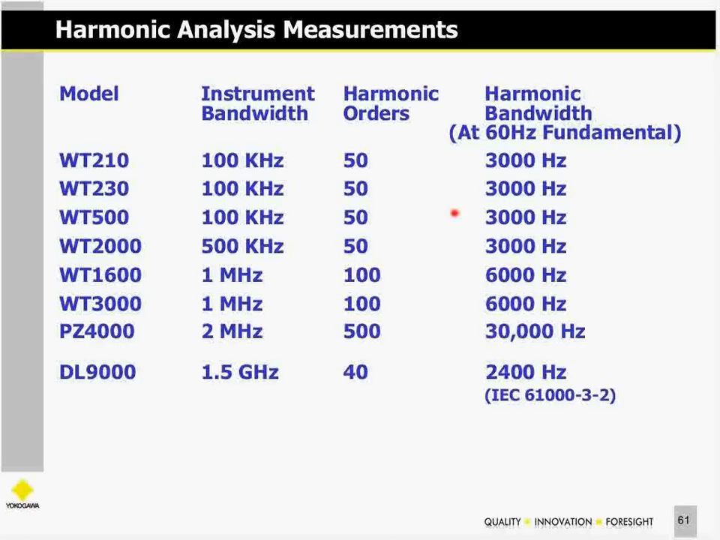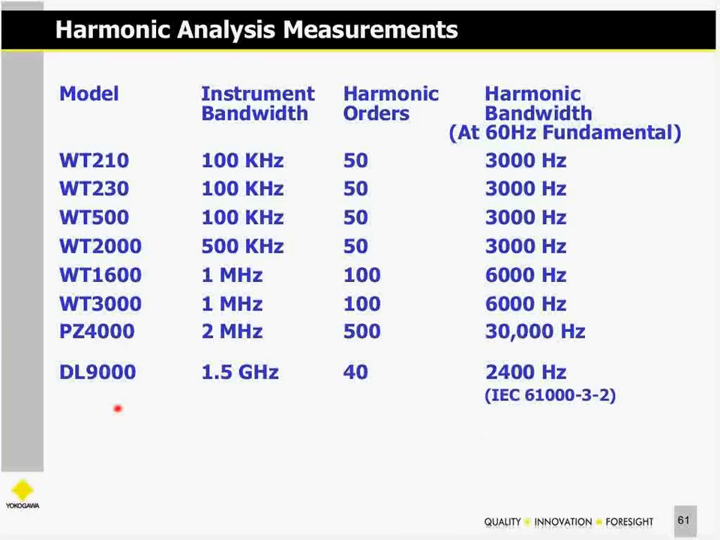In our instruments, just to list some of these, starting with some of the entry-level products like the WT210-230, has an instrument bandwidth of 100 kilohertz, even up here at the WT500, 100 kilohertz. Their harmonic order content is good out to 50 orders, which is 3,000 hertz, okay? So the harmonic content is only good to 3,000 hertz compared to 100 kilohertz in the normal mode.